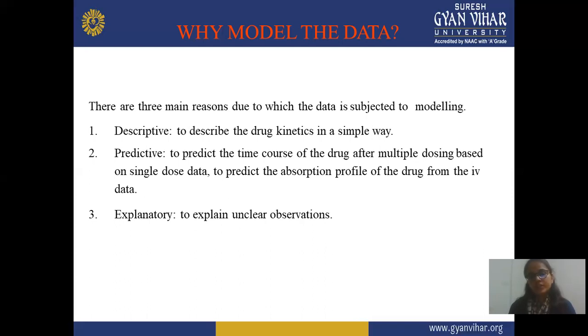Next is explanatory. In this, we explain unclear observations. It means these models have 3 benefits or 3 advantages. One is descriptive, second is predictive, then explanatory: describe the kinetics, predict multiple doses or the regimen of a drug, or explain unclear observations.